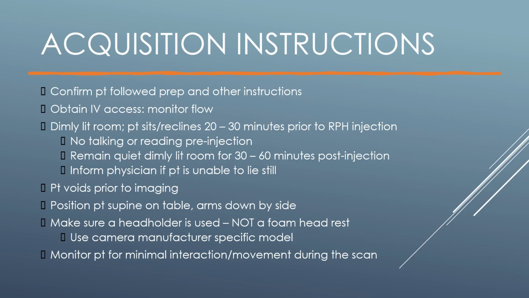But you want to start their IV first because that gives them time to quiet down and relax for that 30 minutes before you inject them. If people are stressed out about their IV or you have the lights on, you're talking to them, they're experiencing pain, that can all affect their glucose metabolism. So get the IV out of the way and the finger stick for their glucose, and then put them in a quiet, dimly lit room. They can sit or recline for about 20 to 30 minutes.